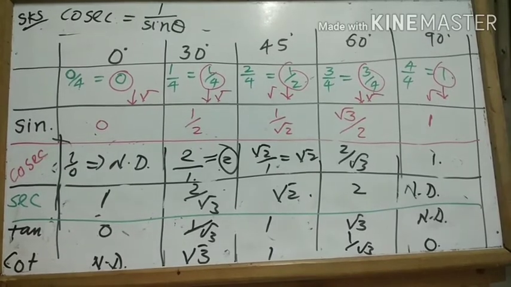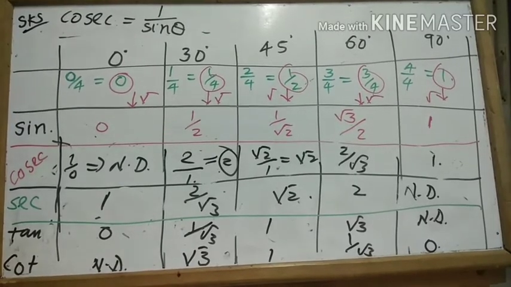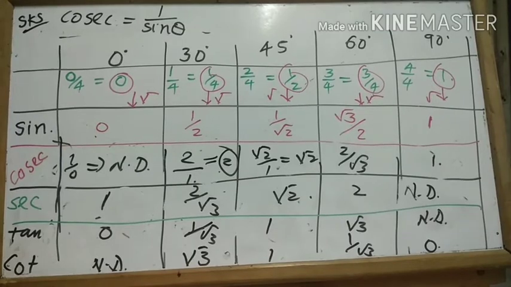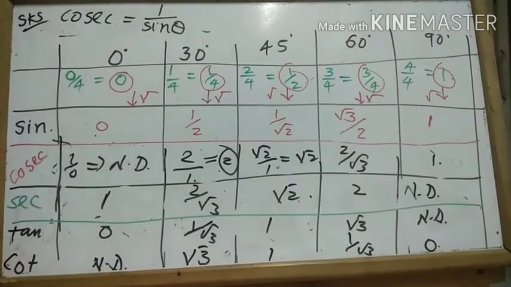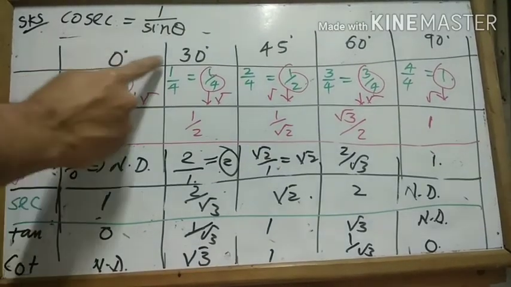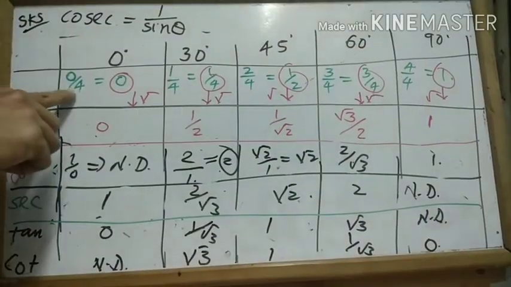My dear friends, to make and remember this table, you will require at least 5 times practice of this particular table, how to make it. I'm just revising first part of the table, how to make sine theta. From sine, the remaining values you can find out. What I did was I wrote 0, 1, 2, 3, 4. Each number I divided by 4.